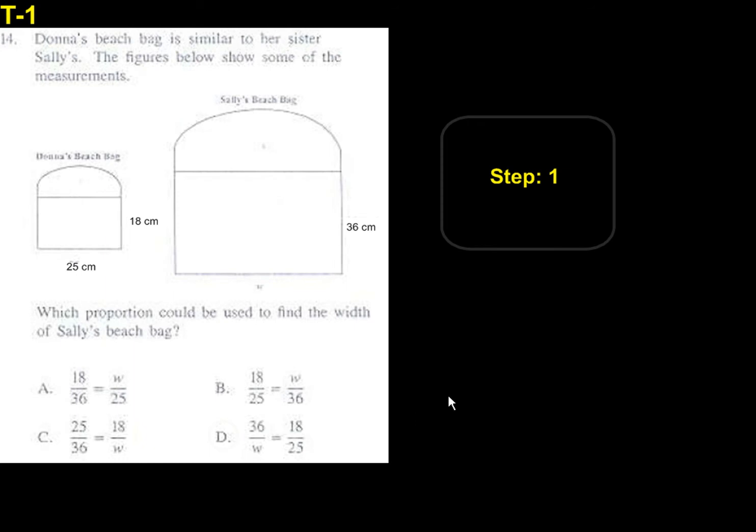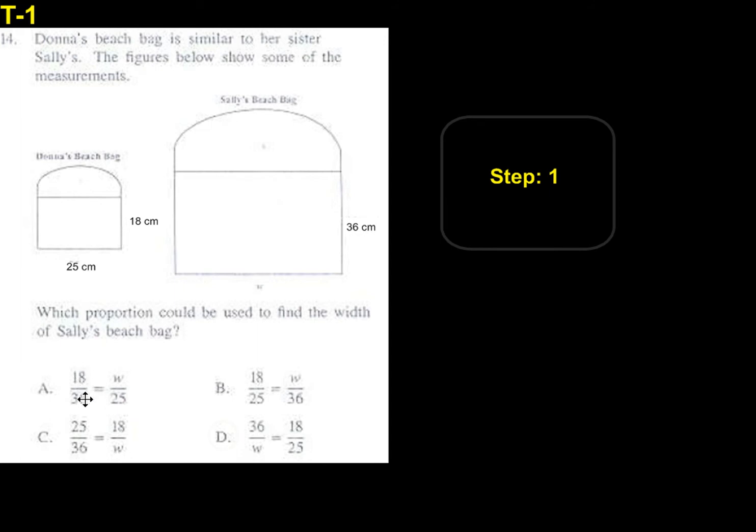For number 14, we have two beach bags. We have two measurements for Donna's beach bag. We have one measurement for Sally's beach bag. We're asked which proportion could be used to find the width of Sally's beach bag. Well, what we're looking for in these is we want to have 18 and 25 as a ratio, and we want 36 to be matched up horizontally with 18.